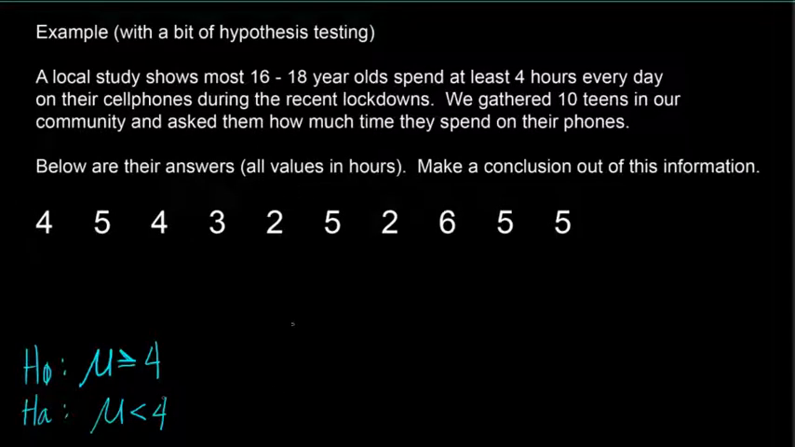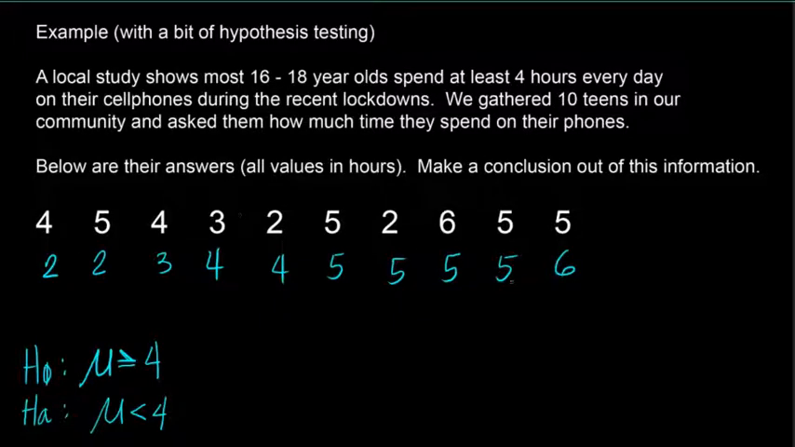Okay, let's proceed. As you can see, the numbers of hours in our data set are not arranged from lowest to highest, so let's arrange them. I think I start with 2, 2, 3, 4, 4, 5, 5, 5, four 5s, 6. Always arrange your values from lowest to highest order. Now, let's look for the mean, the median, and the mode.